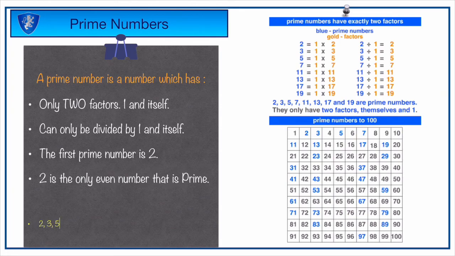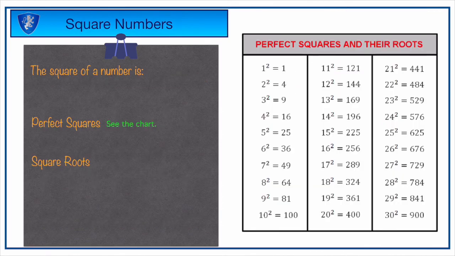And then you have a list of all the prime numbers at the bottom: 2, 3, 5, 7, 11, 13, 17, 19, 23. You should learn this by heart so you don't have any problems with these questions. The next one is square numbers.